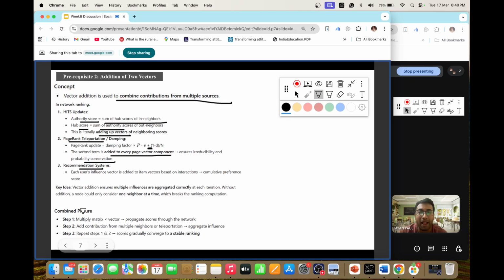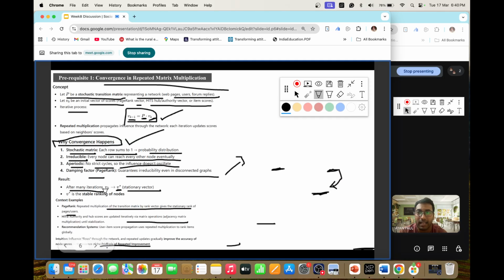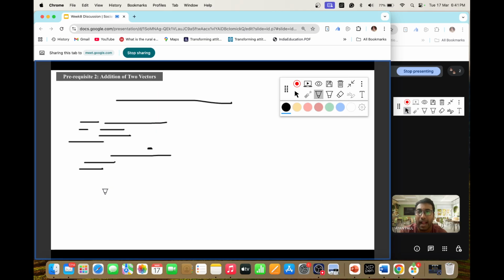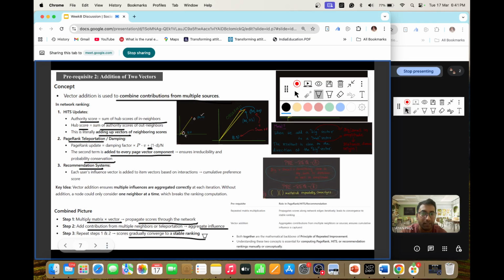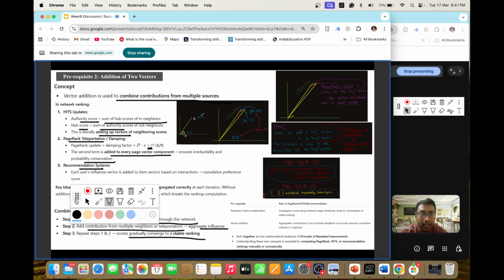Okay, so the combined picture: if I combine the two prerequisites, convergence with repeated matrix multiplication, and addition of two vectors, what we will understand is this. First, we multiply the matrix into the vector and it propagates scores through the network. Second, we add contributions from multiple neighbors or teleportation to aggregate the influence. And step 3, repeat steps 1 and 2, and the scores gradually converge to a stable ranking.